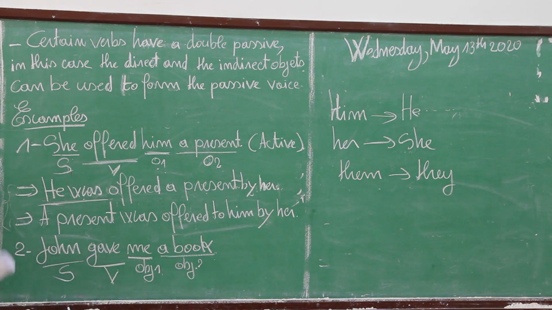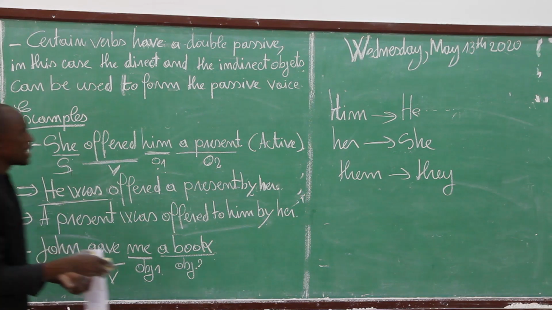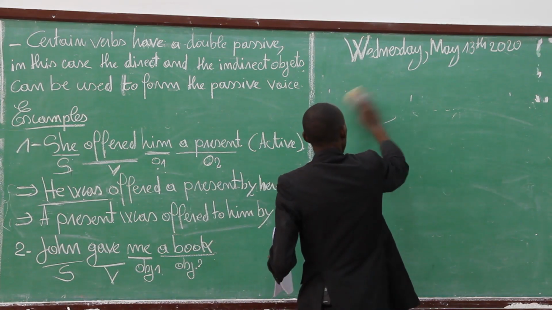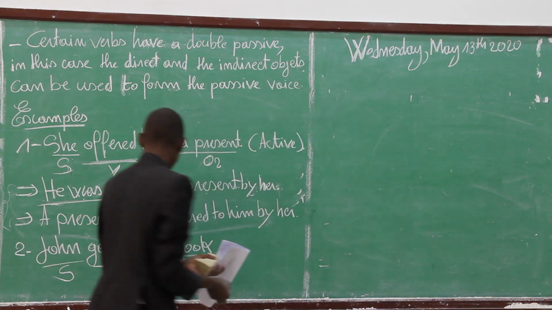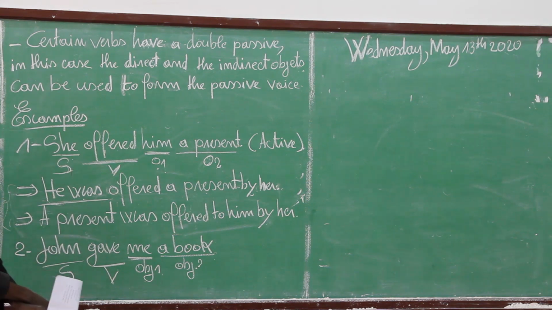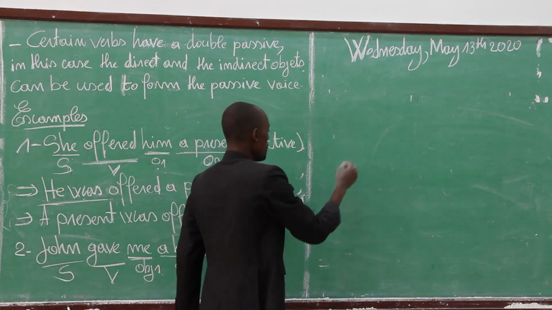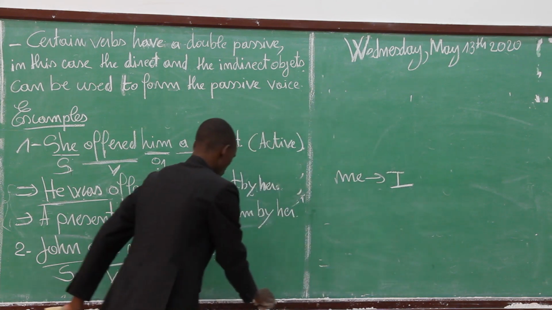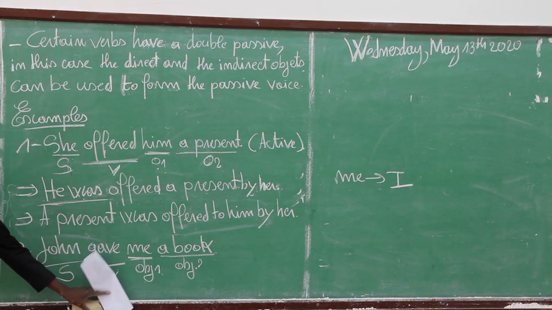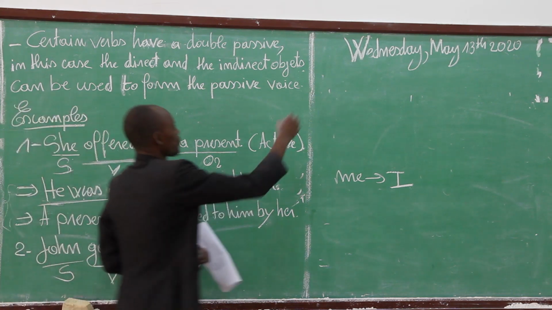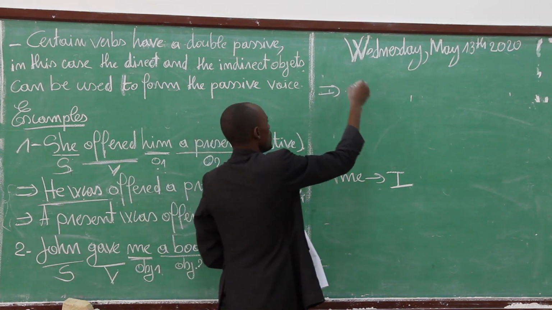And we are going to use this object in a passive voice. Let's start with the first possibility. Yes, with me. And me here in passive voice becomes the subject. And me in passive voice becomes I. Now here we have, this is the first possibility.